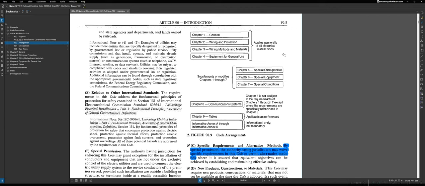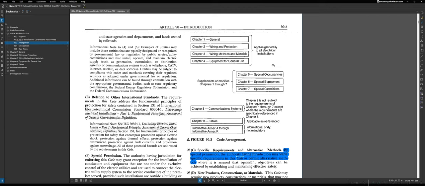These chapters are the broad headings of what is going to be contained in them. As an example of what I mean, Chapter 3 is Wiring Methods and Materials. Some of the items you could expect to find in Chapter 3 would be your basic everyday use items in the electrical industry, such as MC cable, EMT conduit, flexible metal conduit, AC cable, or NM cable. Again, just the basics: how do we actually make connections to things in electrical?